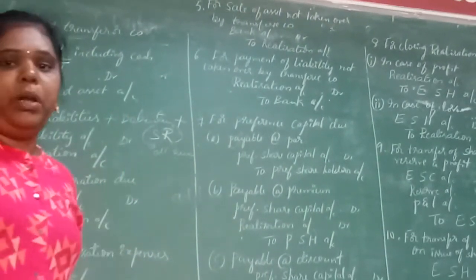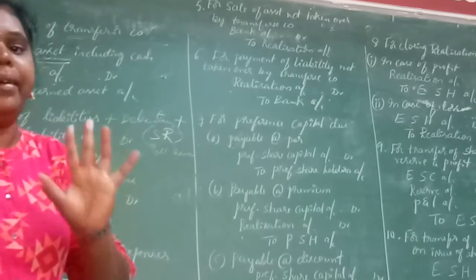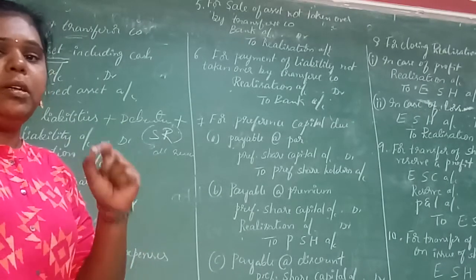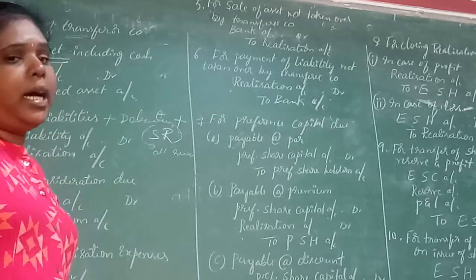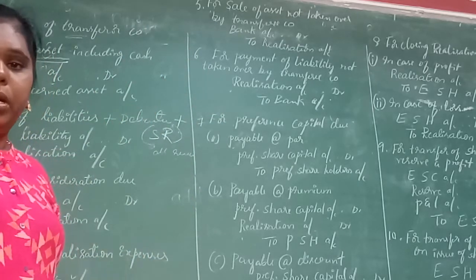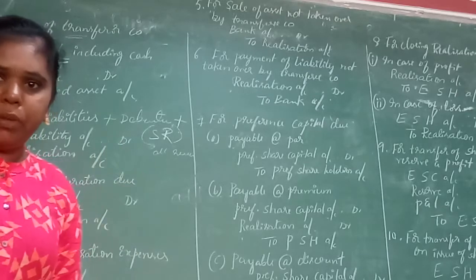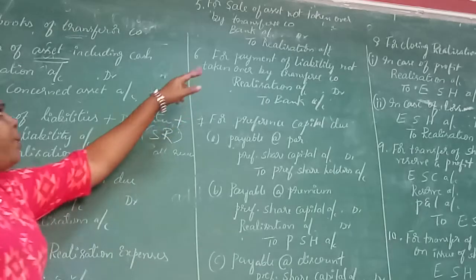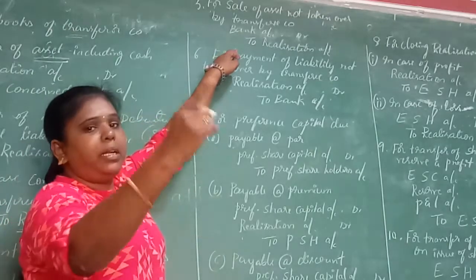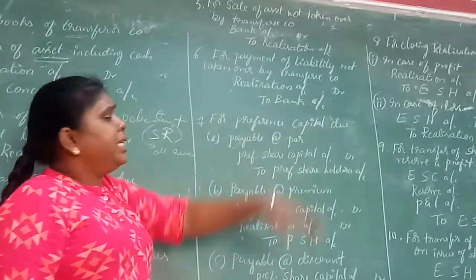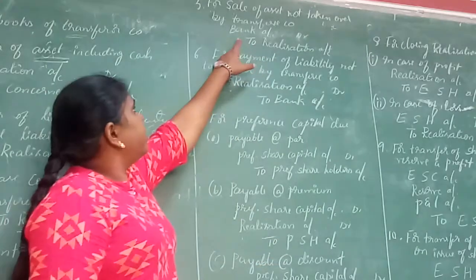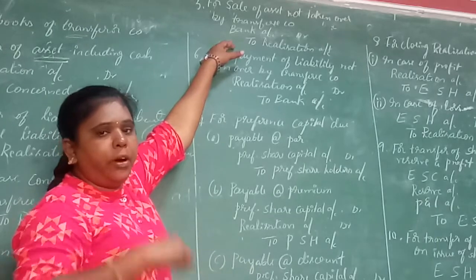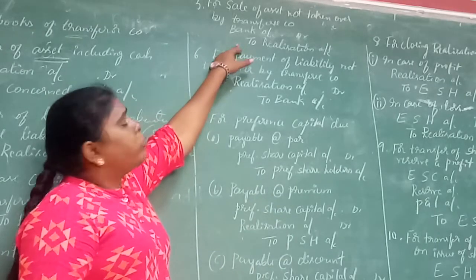If any one of the assets is not taken over by the transferee company, what will the transferor company do? It is going to sell that particular asset, because the transferor company will not exist in the future. It is going to sell its business. So the company is going to sell the particular asset. If the company sells the asset, it is going to receive cash. Real account rule: debit what comes in. Here by selling the asset, the company is going to receive cash.